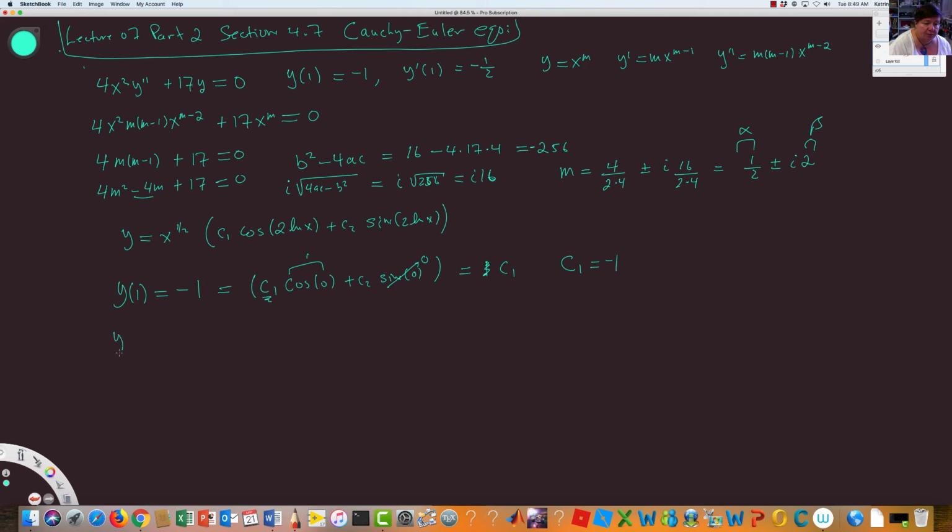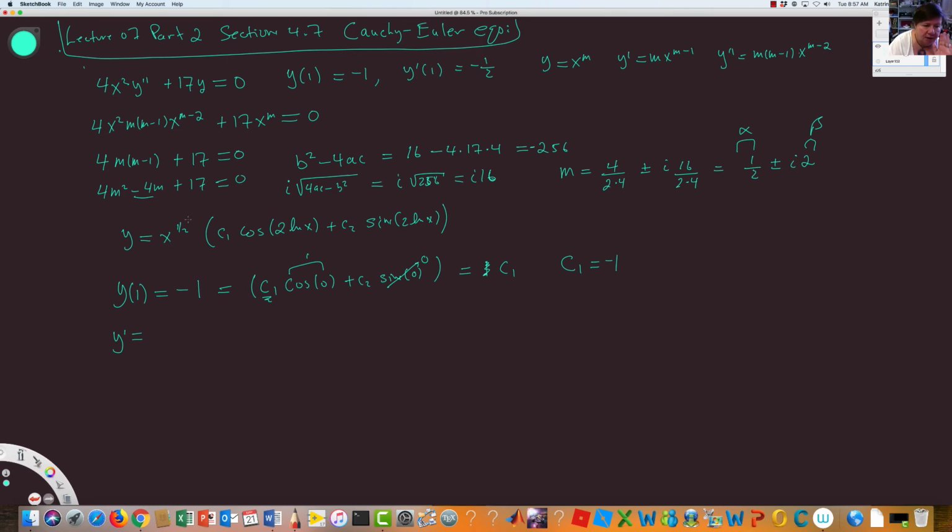Let's take the derivative. First we have to take the derivative of this function, and it's kind of a pain. But we've got to bite the bullet and actually do the derivative. Fun times. So let's do y prime, and then we'll stick in our 1. Everywhere there's C1, we can put a minus 1, but I'm going to do that when I'm done with the derivative.